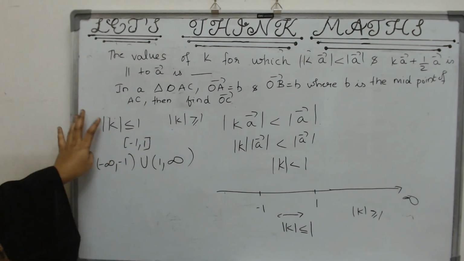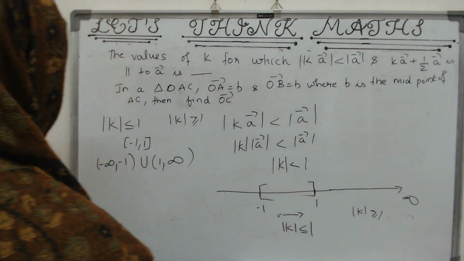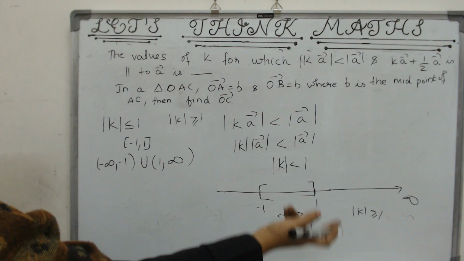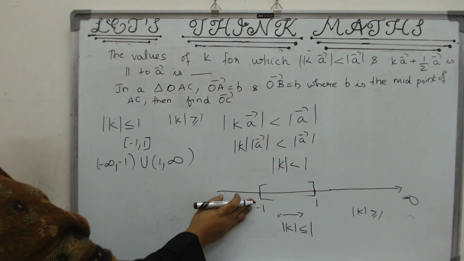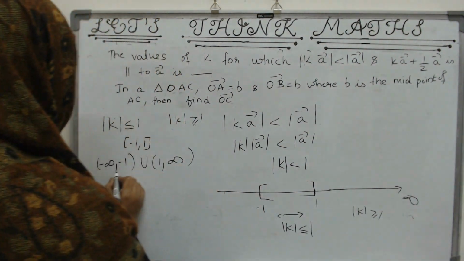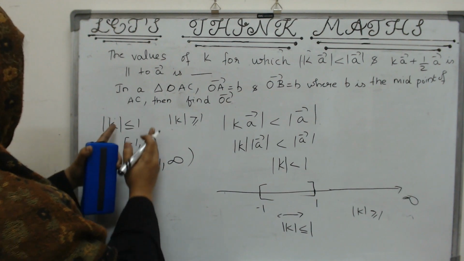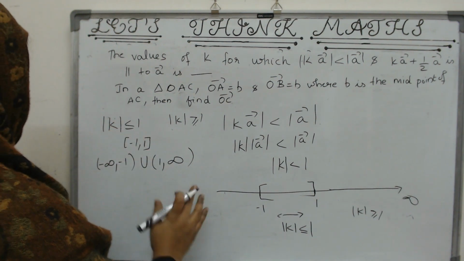If it is less than or equal to 1, you are just talking about this small interval. But if you are talking about modulus of k greater than or equal to 1, you are talking about this entire part and this entire part. It is the union of this. So together, if you put it in this space, you get the whole of the number line.